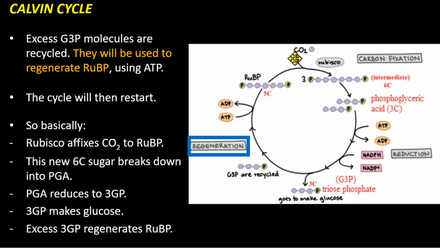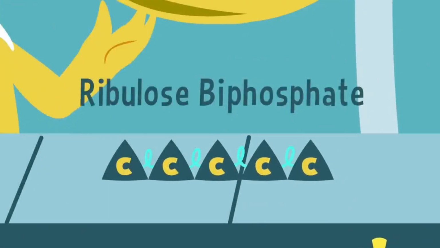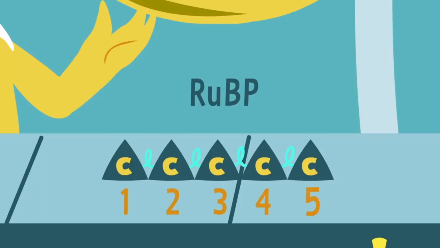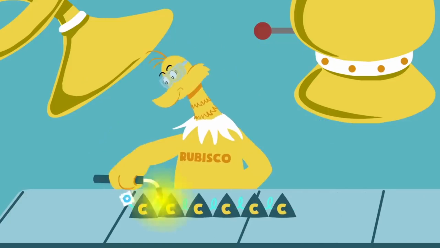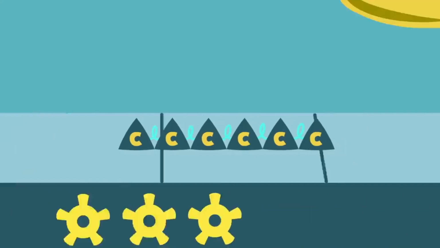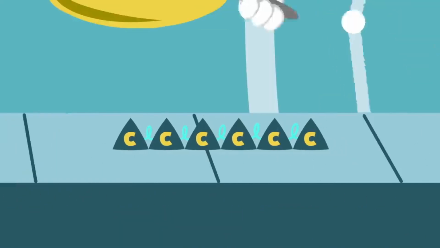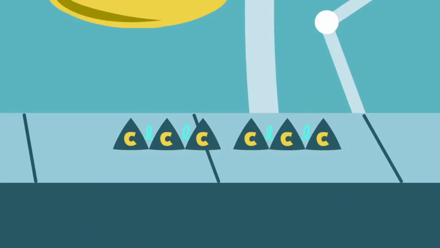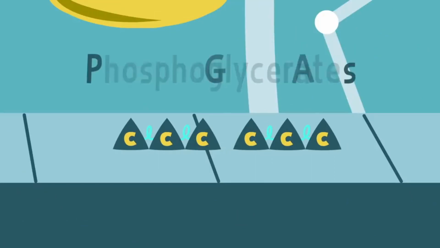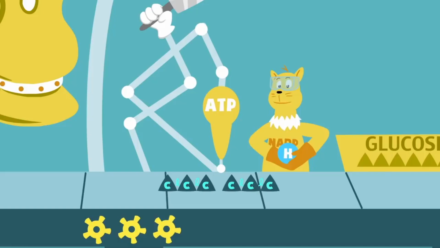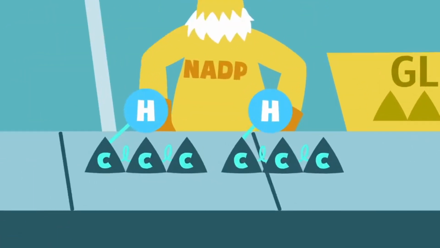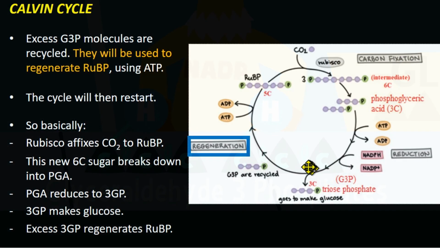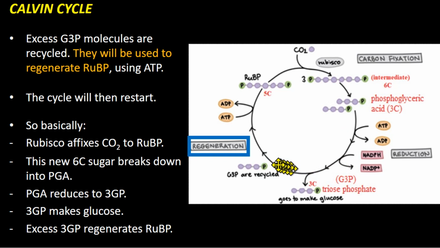Rubisco would attach the carbon from the carbon dioxide to the 5-carbon compound RuBP. So this 5 carbon plus this 1 carbon would form a 6-carbon intermediate. This 6-carbon sugar now breaks down into 2 PGA molecules. These are 3 carbons each. Using ATP and NADPH, using the energy from those, this PGA would convert into a triose phosphate. This is the precursor to glucose. This would go on to become glucose. Not all of these are used because some of them must be recycled in order to regenerate RuBP. That is the Calvin cycle.